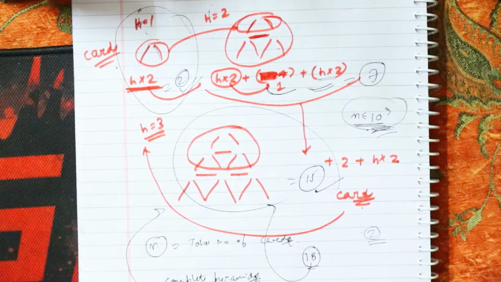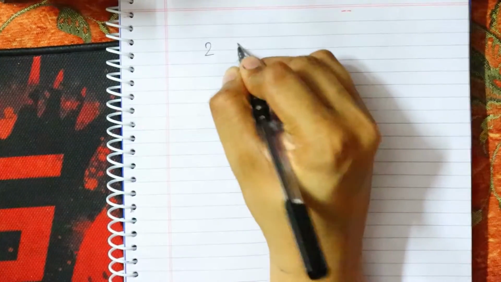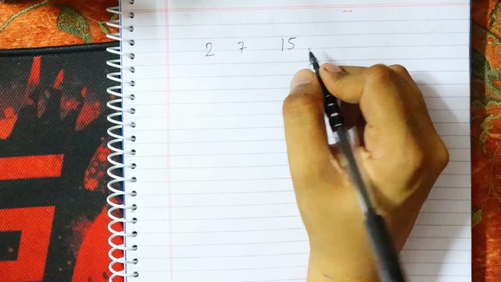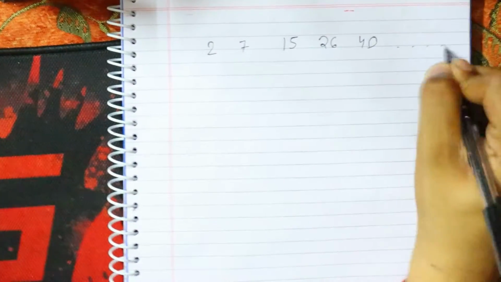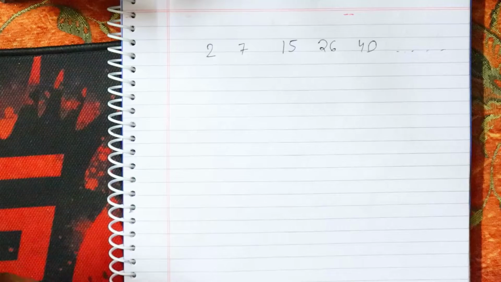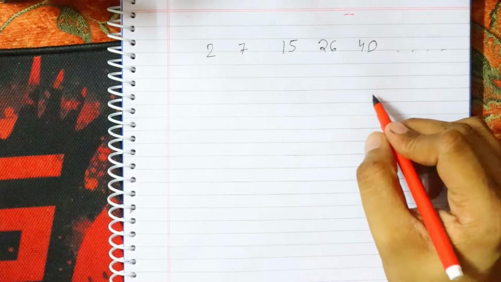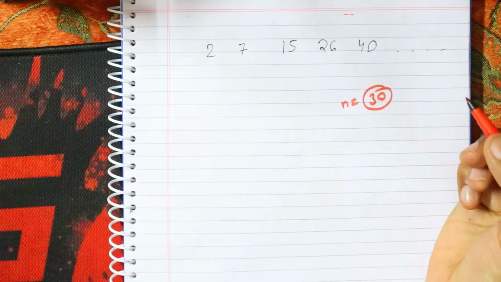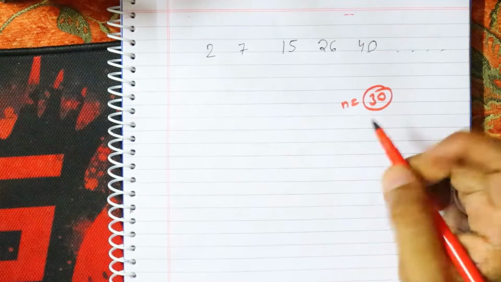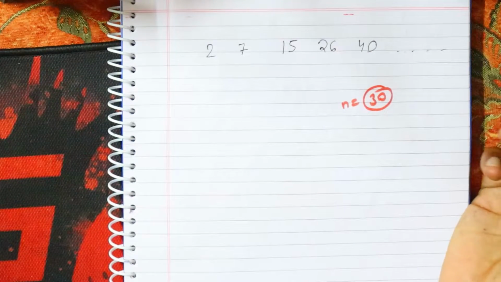Now what I need to do is that I will have my array like this: 2, 7, 15, 26, 40, and so on. Now I will be having a number, suppose 30. It is n basically. Now I need to print how many of these pyramids are possible.